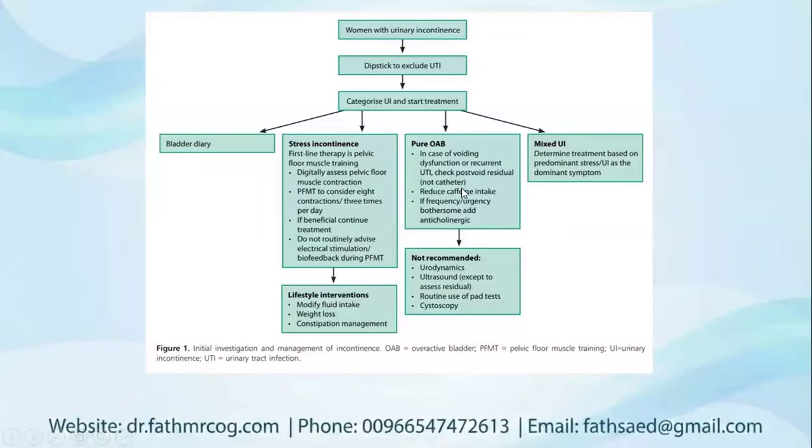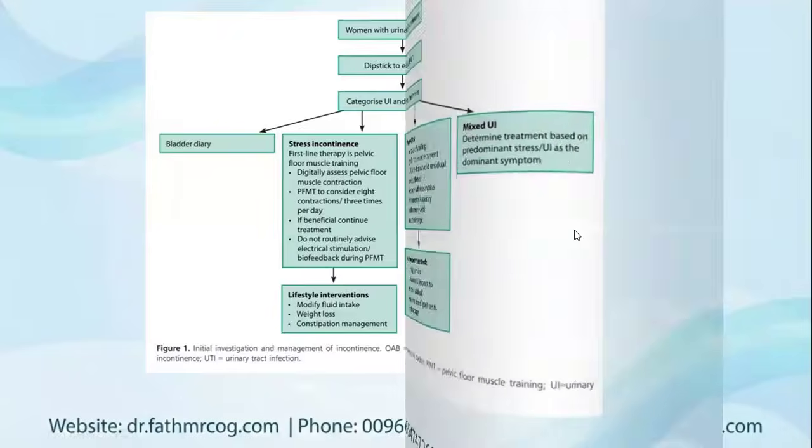Lifestyle intervention modifies the fluid intake, weight loss, and constipation management. For pure overactive bladder, you will do the bladder drill, and after that, if the patient is not responding, go for the medical treatment. If the patient is not responding, urodynamic is not recommended first. Ultrasound is used to assess residual volume, because it will be assessed by ultrasound, not by catheter. Routine use of pads, no. Cystoscopy, it can be. For mixed urinary incontinence, determine the treatment based on the predominant symptom. If they tell you mixed, determine the predominant symptom of the patient and treat accordingly.